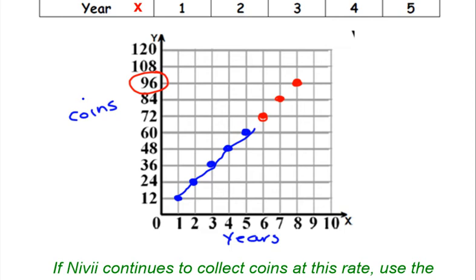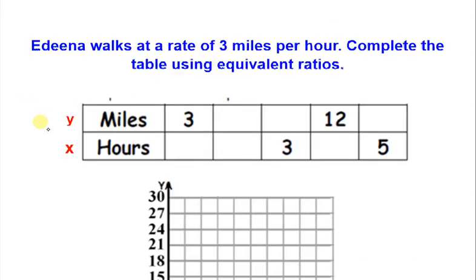All right, let's look at another example. So here we have Adina. Adina walks at a rate of 3 miles per hour, and that per hour means 1 hour. Complete the table using equivalent ratios. So here it has started to set it up for us, but we're missing a lot more numbers. So she walks 3 miles in how many hours? Go back to the word problem, in 1 hour.